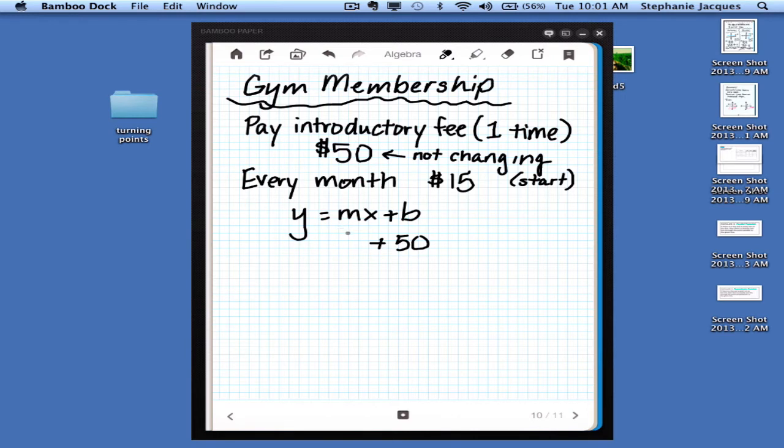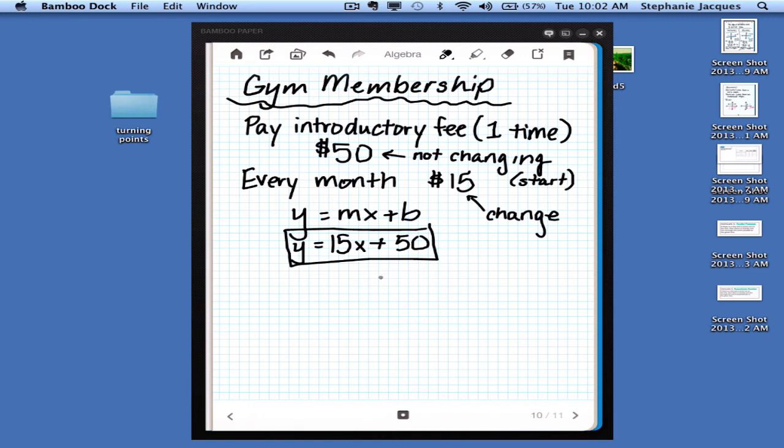Every month, I have to pay $15. So that means every month it's going to go up $15 from my 50. I start at 50. And then I add another 15 the next month, and another 15, and another 15. And so that's my changing amount. It's going to change every time. It's going to change the line of the graph. So I know that my slope changes. So I'm going to put my 15 in for my slope because it's going to go up 15 every time. And I put my equation, y equals 15x plus 50. That's the equation that models the situation for this particular gym membership.